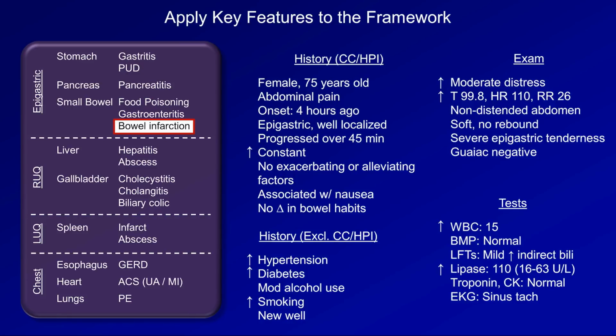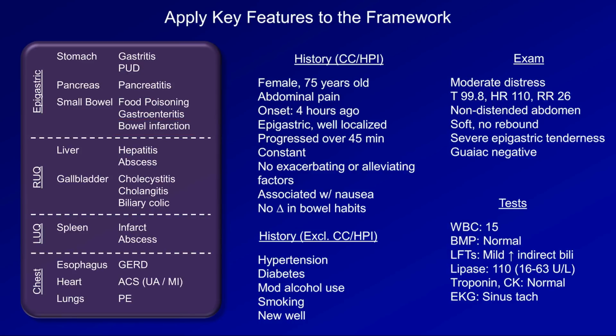A key feature that would help further assess this possibility is the presence or absence of an elevated lactate, which was not mentioned in the presentation, though the normal basic metabolic panel suggests that there is not an elevated anion gap acidosis present, and that sort of argues a bit against the bowel infarction diagnosis.